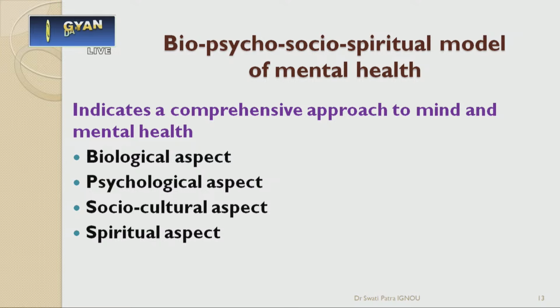Now, when we talk about mind-body relationship and mental health, there are various factors that affect this, and we usually talk about the bio-psycho-socio-spiritual model of mental health, where it highlights that there are biological aspects affecting our mind and mental health, there are psychological aspects, socio-cultural aspects and spiritual aspects. So all this affects our mind functioning as well as mental health.